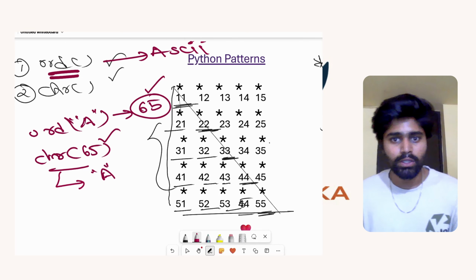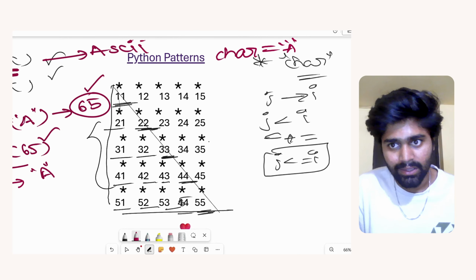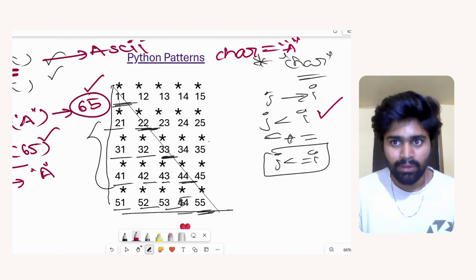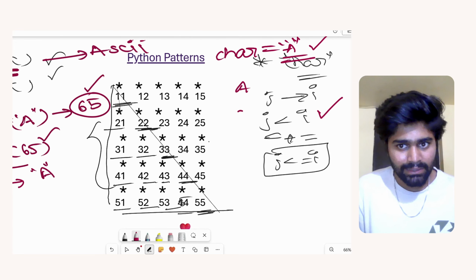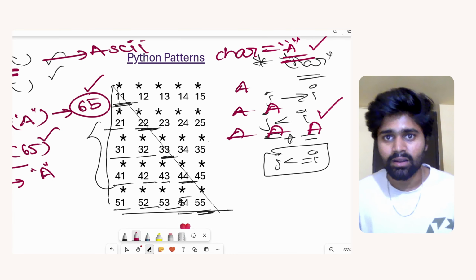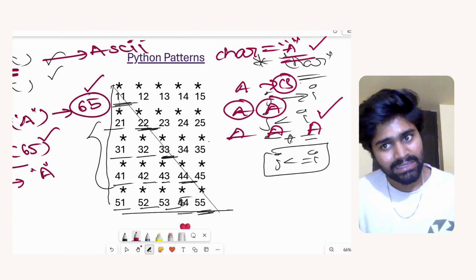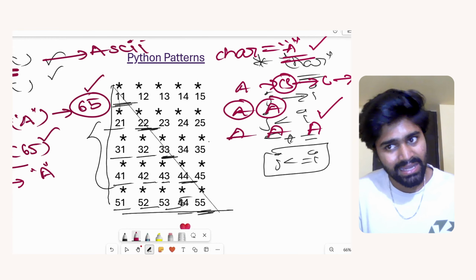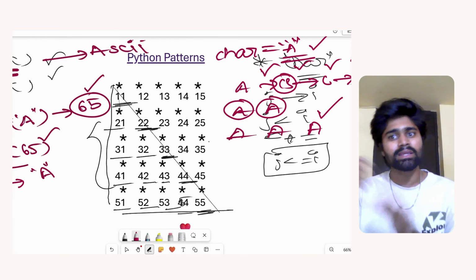Now what I am going to do here is take one variable, character equal to capital A. And whenever this condition is satisfied, I am going to print the character. Then every time I will get the A. But this is not what we want here. I should increment the value of A to B, for the next iteration again C, for the next again D. Like this, I need to increment. How to increment the character here?